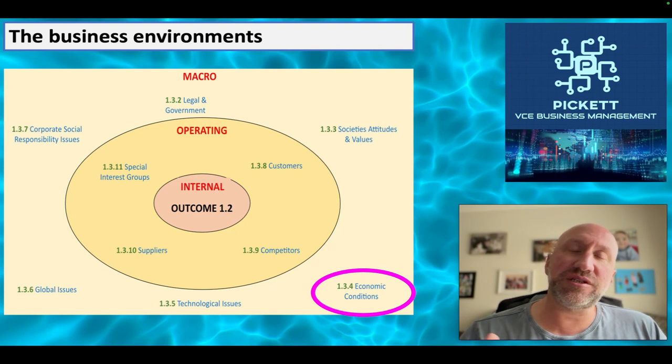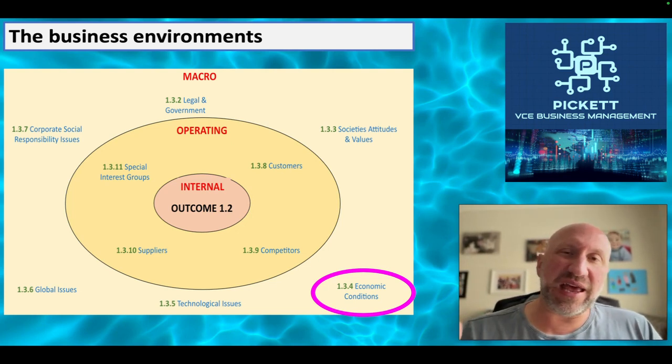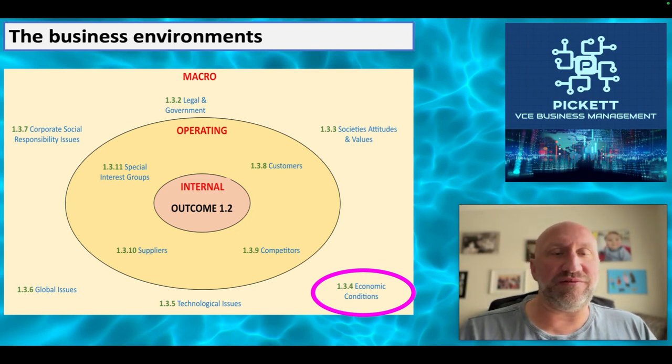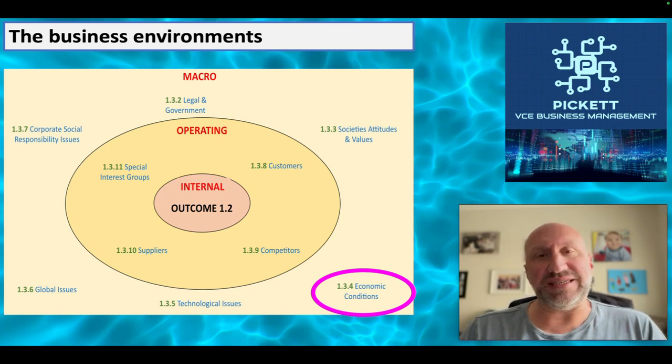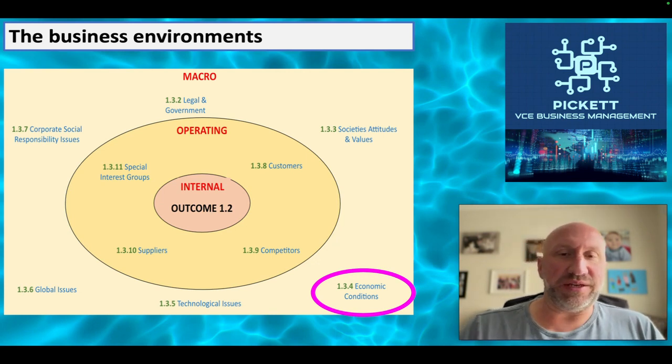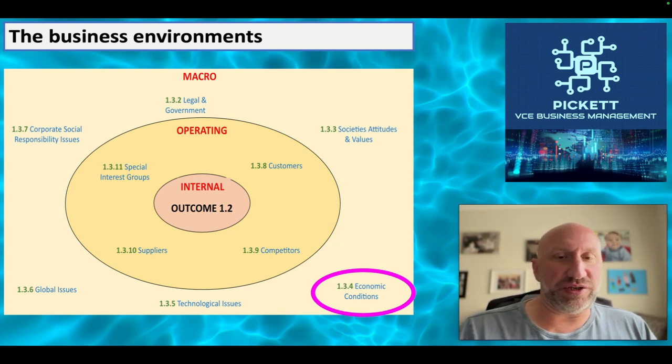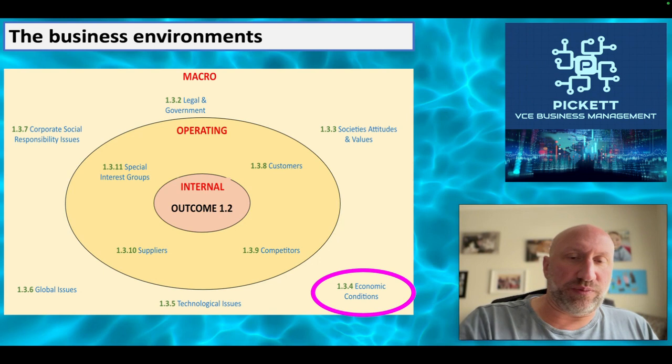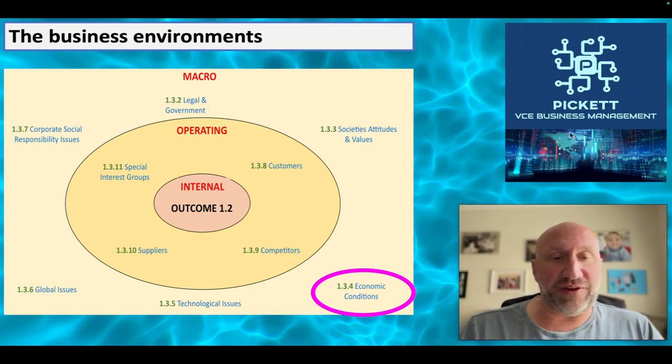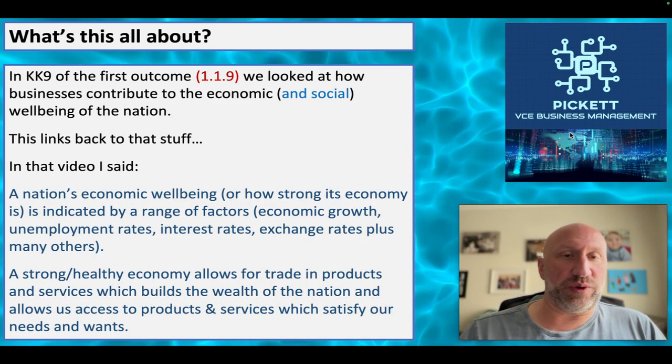And then the last couple of videos, we covered off the first couple of elements or factors within the macro environment, so legal and government. And then the last video was society's attitudes and values. And then today we're continuing to work our way around, focusing on economic conditions. Then we finish up with the next few videos on the other factors within the macro, and then we move in and look at those four in the operating. Okay, so today, economic conditions is what we're looking at.